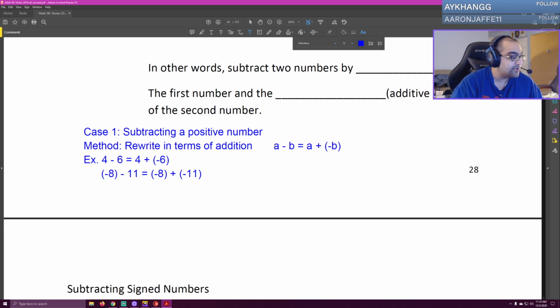Okay, so when we talked about positive and negative numbers, this is basically the first case that I'm talking about here, which is subtracting a positive number.